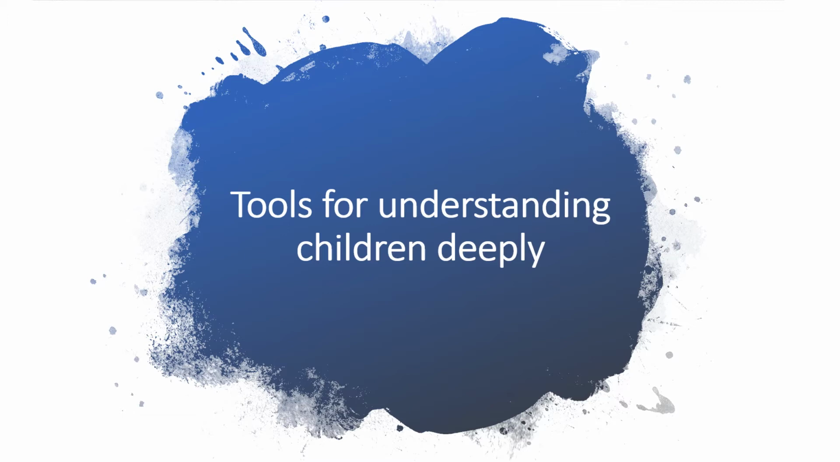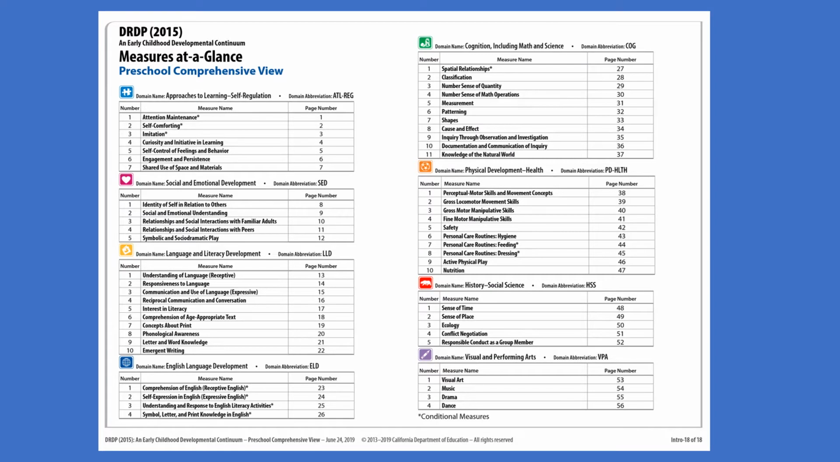There's another tool that is really helpful for understanding typical patterns of development in young children. That tool is called the DRDP, the Desired Results Developmental Profile.